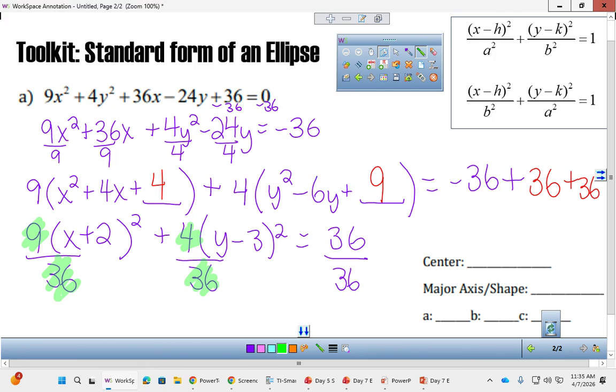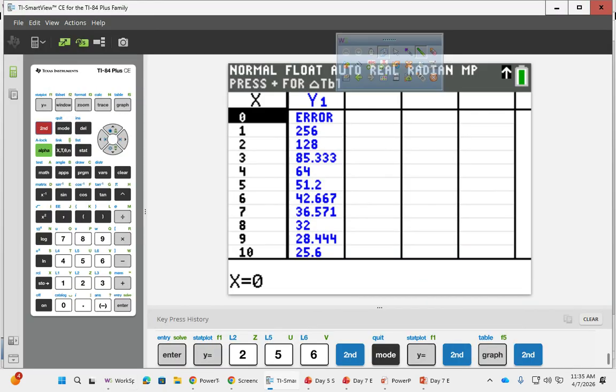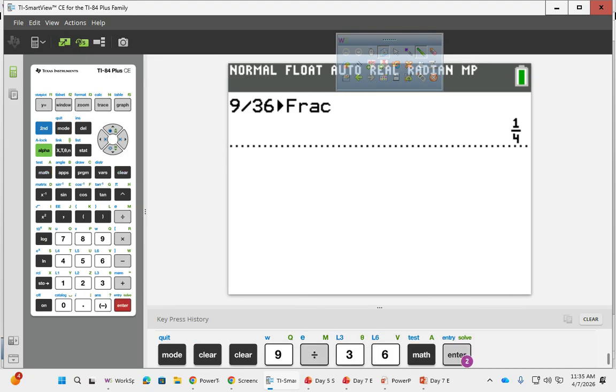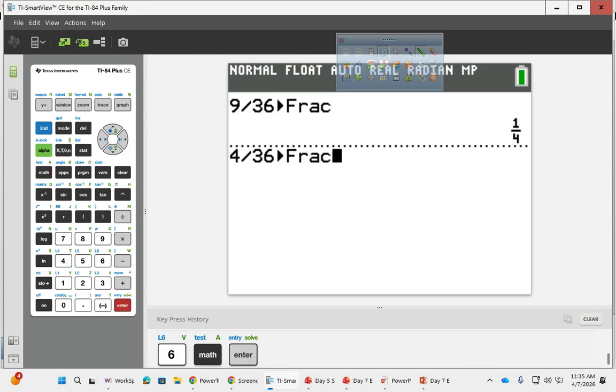If you don't know how to do that in your head, you can always do it here in your calculator, like 9 divided by 36, math, enter, enter. 4 divided by 36, math, enter, enter. You don't have to write the 1. So we'll have a 4 on the bottom of the first one and a 9 on the bottom of the second one.